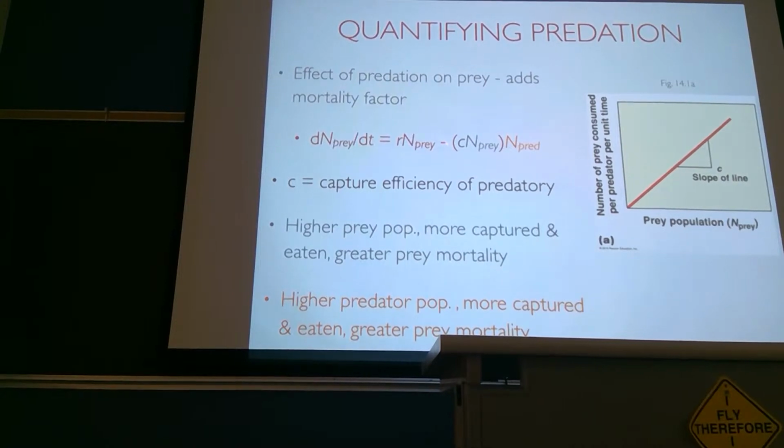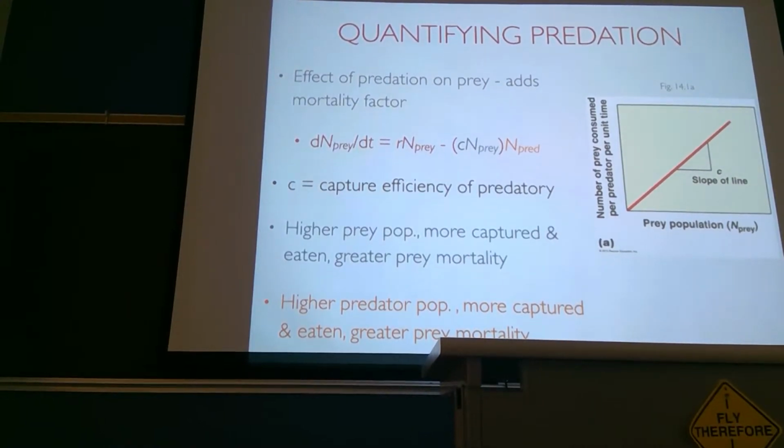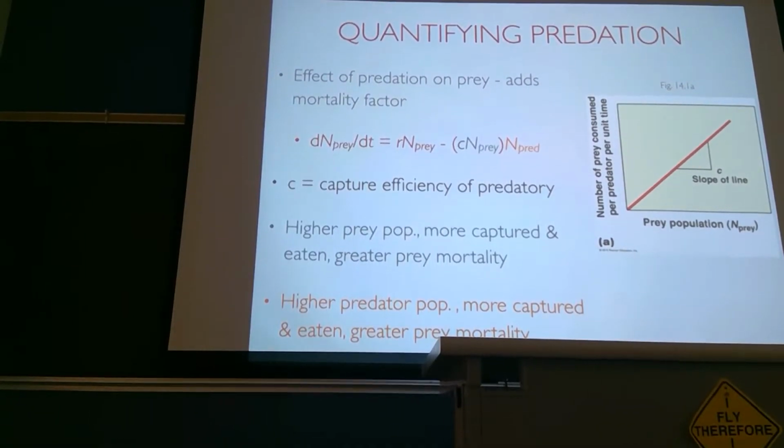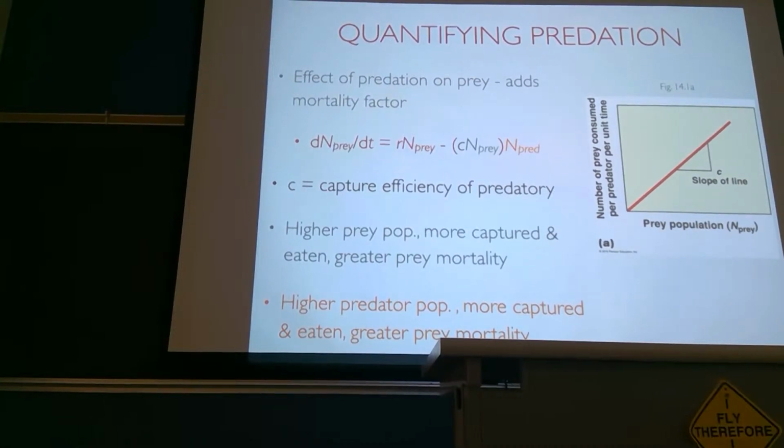Okay. And that's what the C is for. And C is totally variable all over the place. Okay? It could be 0.1, it could be 0.01, it can be 5. All right, it's going to be species specific. It's going to be predator-prey specific what this capture efficiency is.